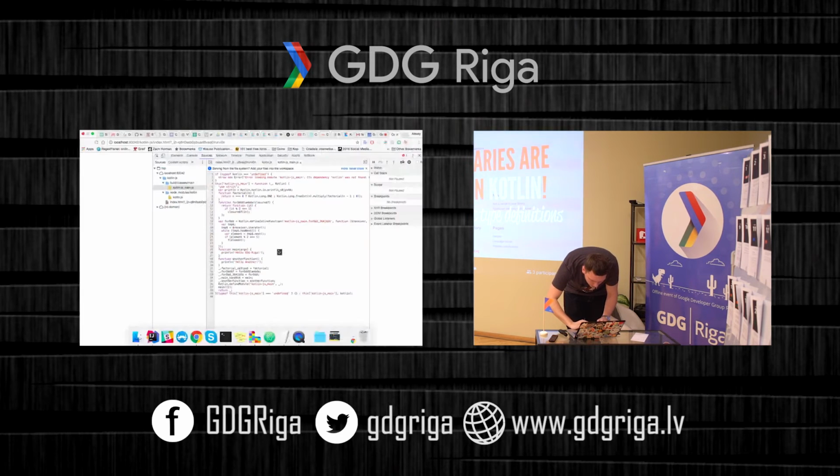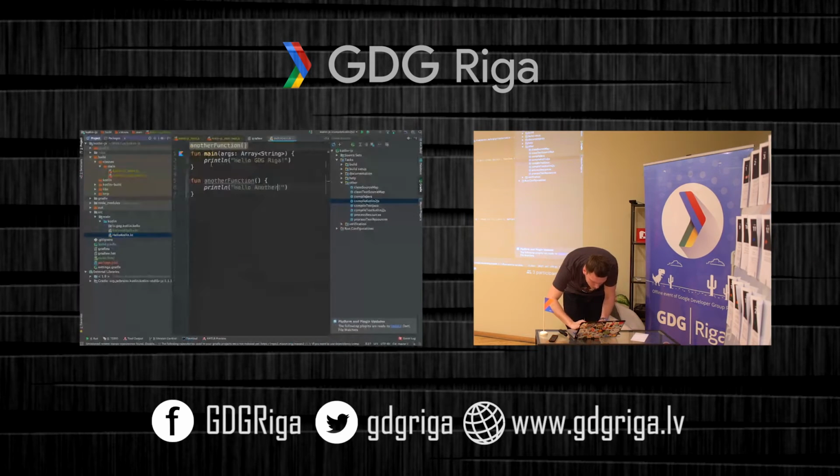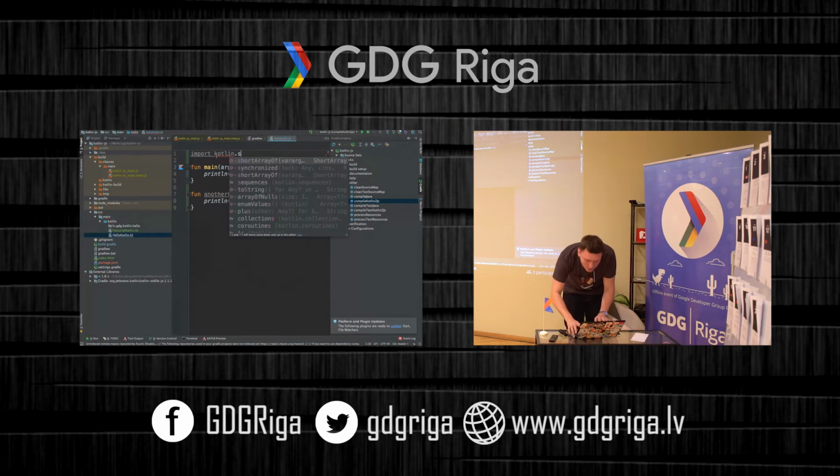So we have it in the class path. We can import here, import Kotlin dot. How to import the standard library? Who is the Kotlin guru? Okay.